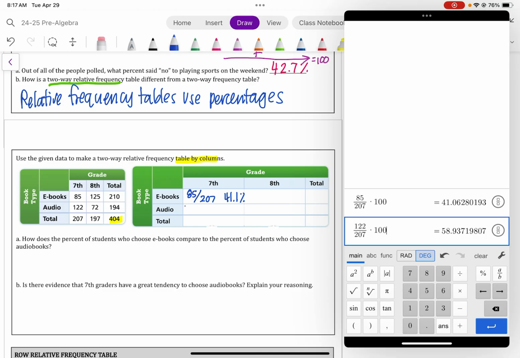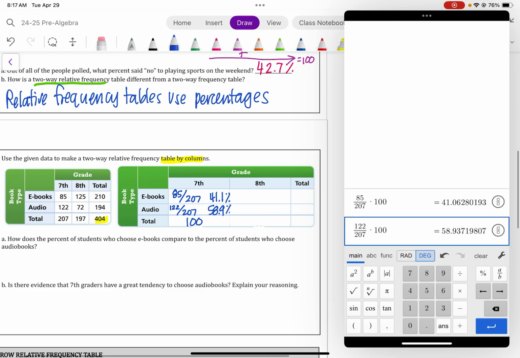So 122 out of 207 is 58.9%. And when we add those, we're going to get 100%. Because we're finding it by columns. Now we're going to do the same thing for the 8th graders.